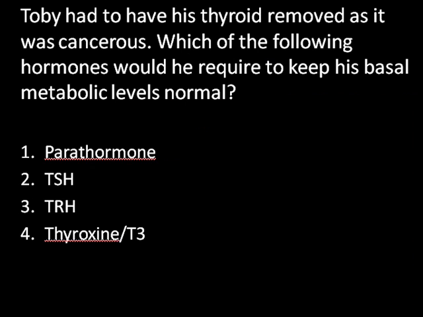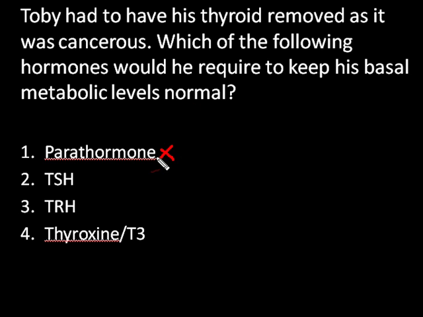So let's look at this third question where it tells you that Toby had his thyroid removed as it was cancerous. So which of the following hormones would he require to keep his basal metabolic levels normal? The reason is because if he has his thyroid removed, his basal metabolic rate would fall because the function of the thyroid hormones is to keep the basal metabolic rates normal. So let's look which of these hormones would bring his rate back to normal.